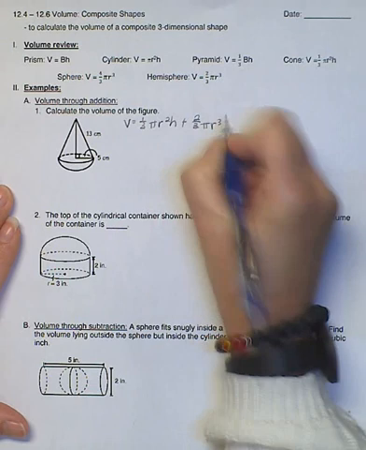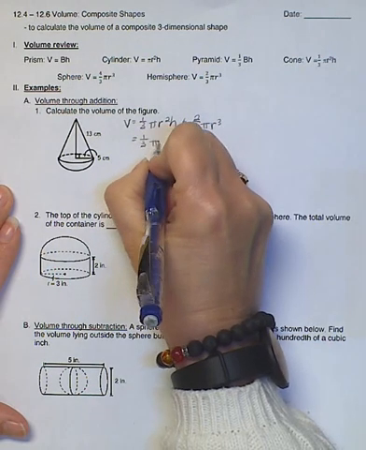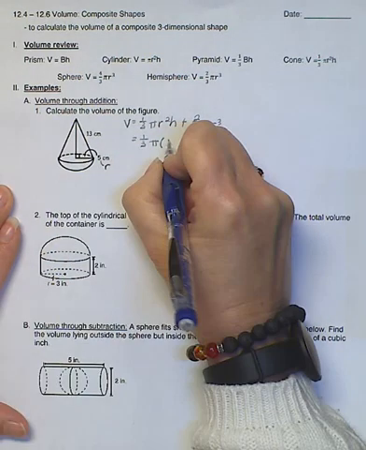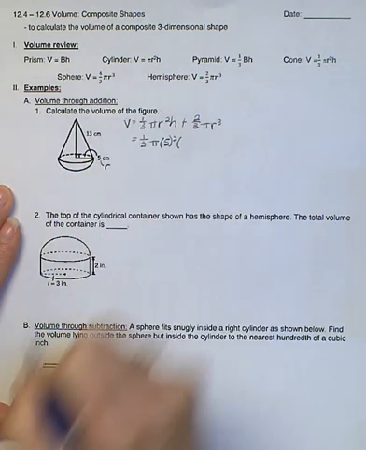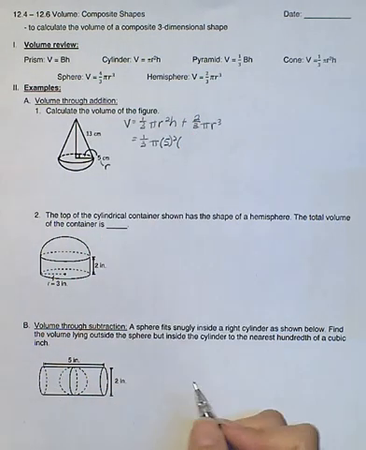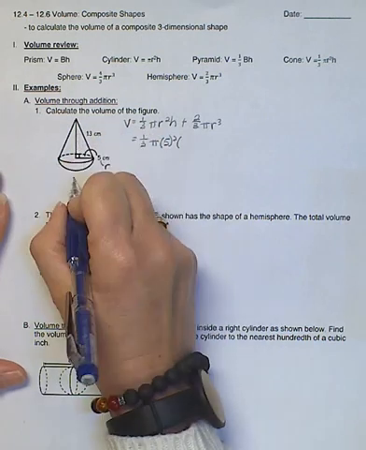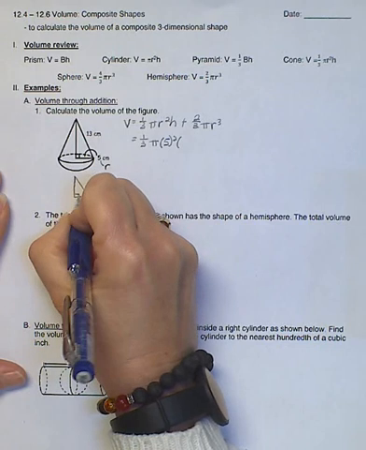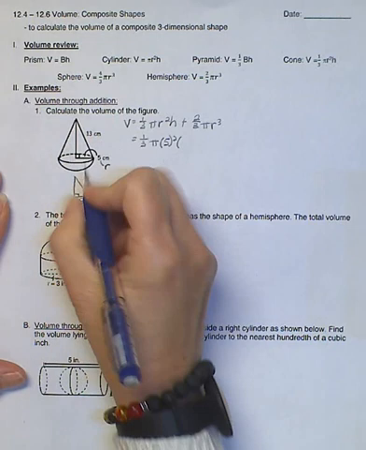So we're looking at 1/3 times pi times the radius of 5, which we're going to square, times the height. Oh, wait a minute, they didn't give us the height. So we have to come over here and remember that this picture is of a right triangle. So as we're looking straight on, it's a right triangle. And I need to find the height.